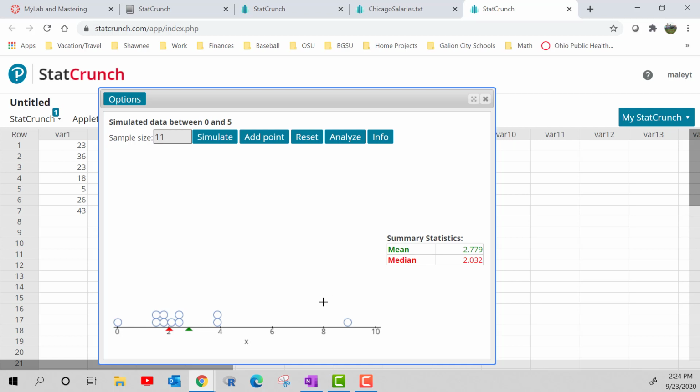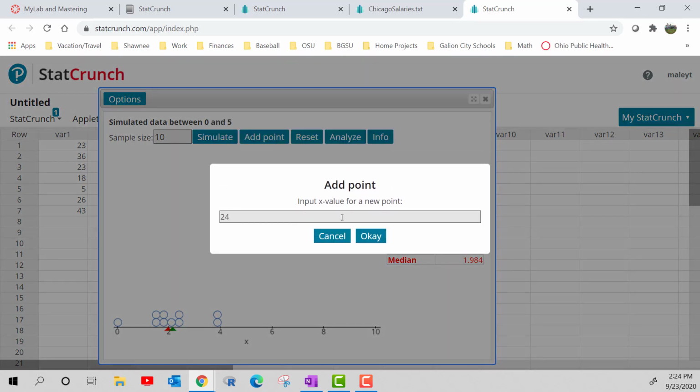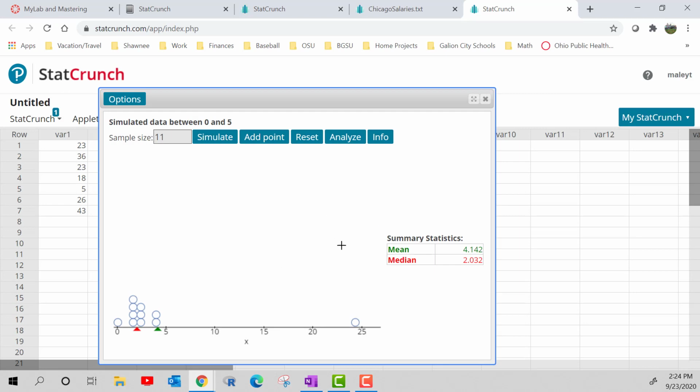So now what we were asked to do, 2A, says to remove the single value near 9. So let's get rid of the 9 value. And then we want to add a point and add 24. We want to think about how the mean and median changed. So notice the median is still roughly about 2, but the mean is 4.142. And remember, originally we had a mean of roughly 2. So it's almost double. Just that one single value that's different affected the mean a whole bunch.